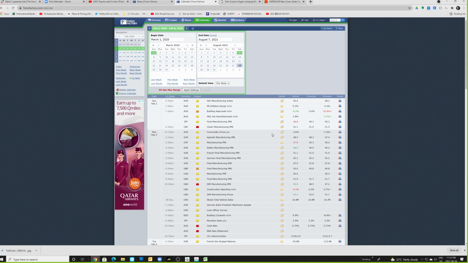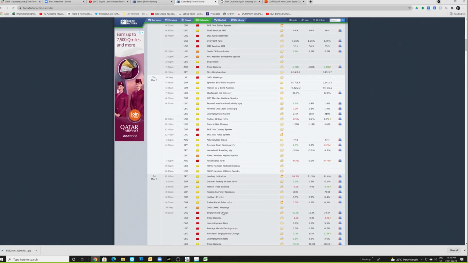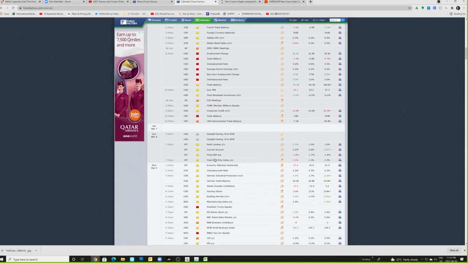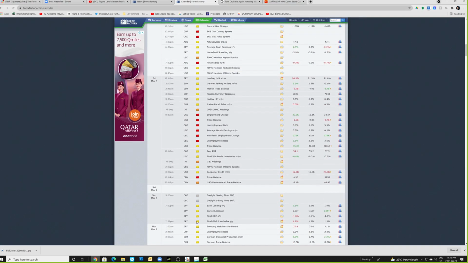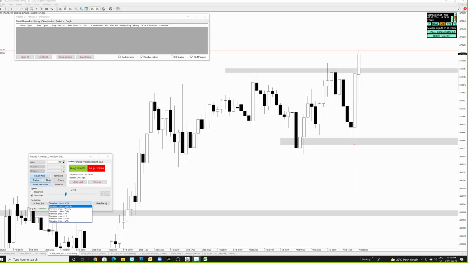When do you decide to lock in profits? In news, I don't lock in profits. In news, you just take it, and that's it. So we got 6th March here. Let's go to 6th March.